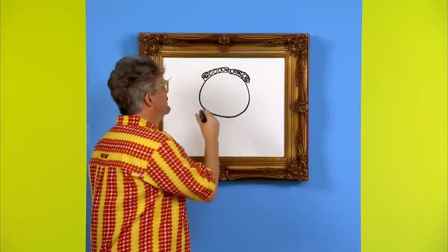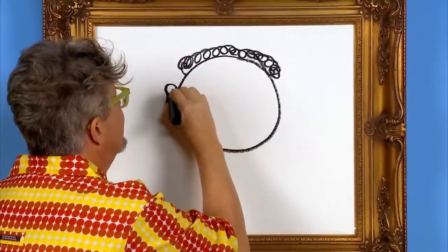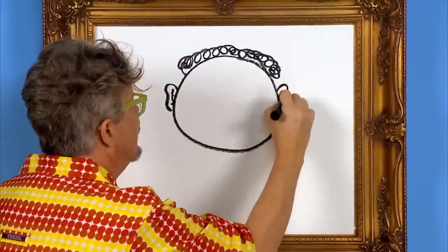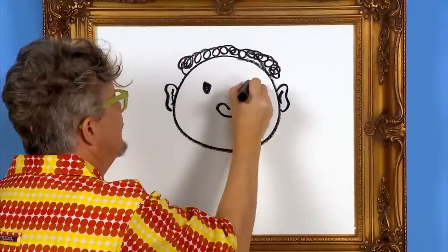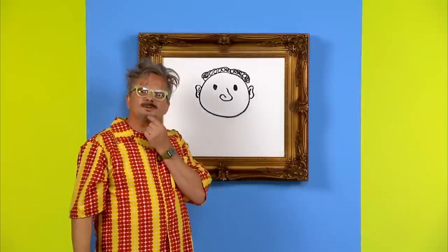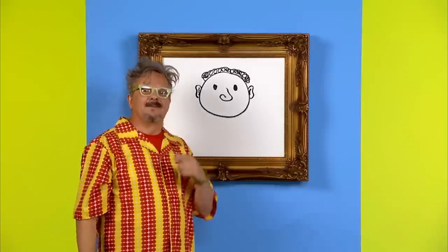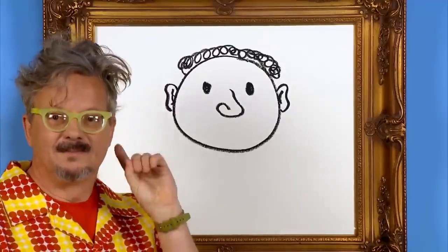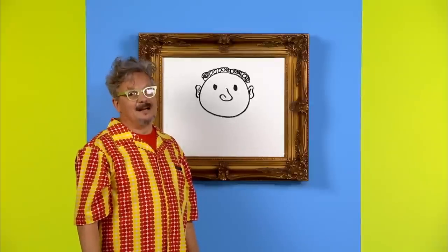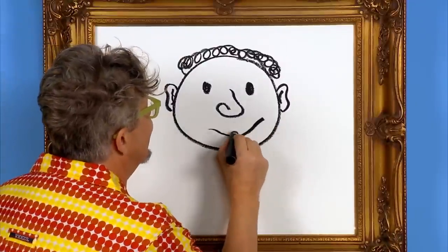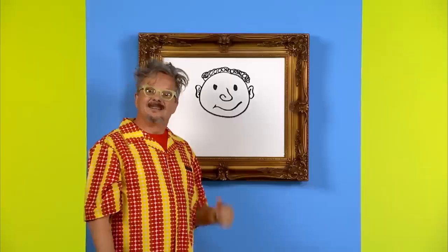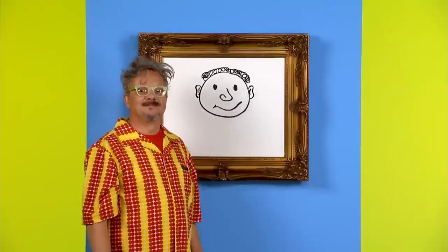Happy faces need some ears, nose, and some eyes. Ears. Nose. Oops, I forgot to draw something on the happy face. Oh, that's right, we need to draw a mouth on our happy face. There we go. That looks like a happy face to me.